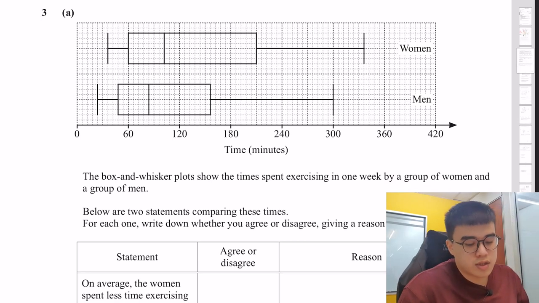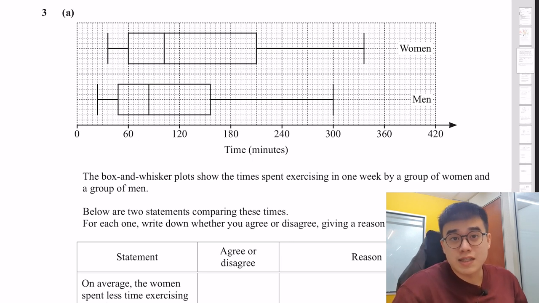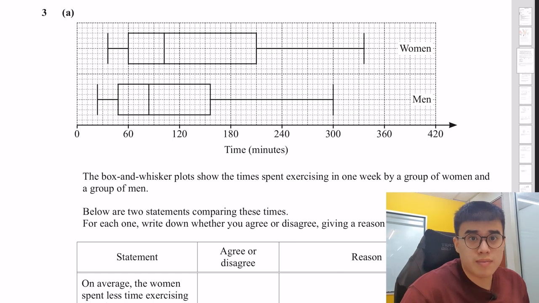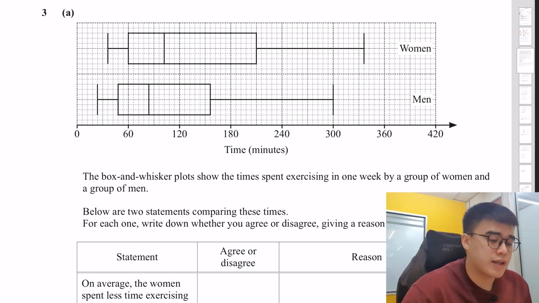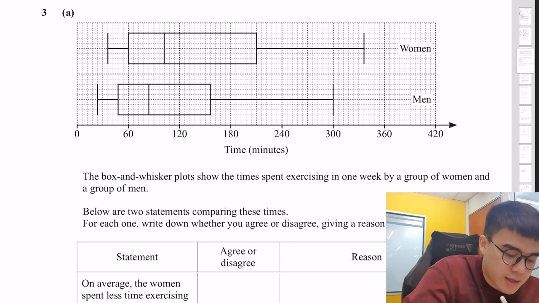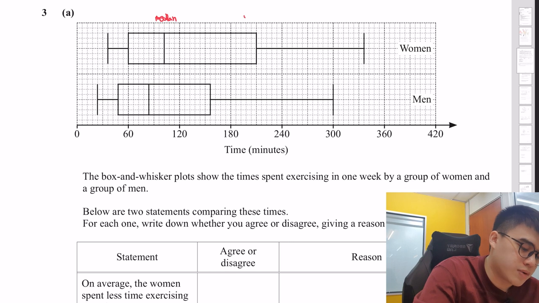Section 3. So finally, something from the new syllabus. This is a box and whisker diagram, and I hope that you have learned the basics. The center line here is the median. I just take one of them to show you the example. Then this is your upper quartile and lower quartile.